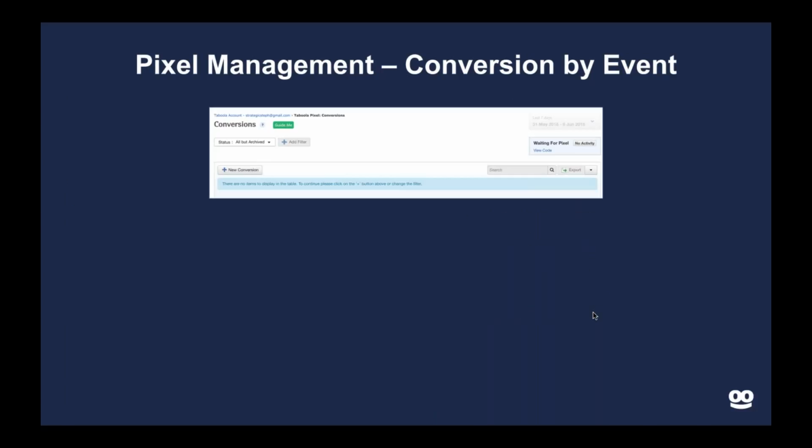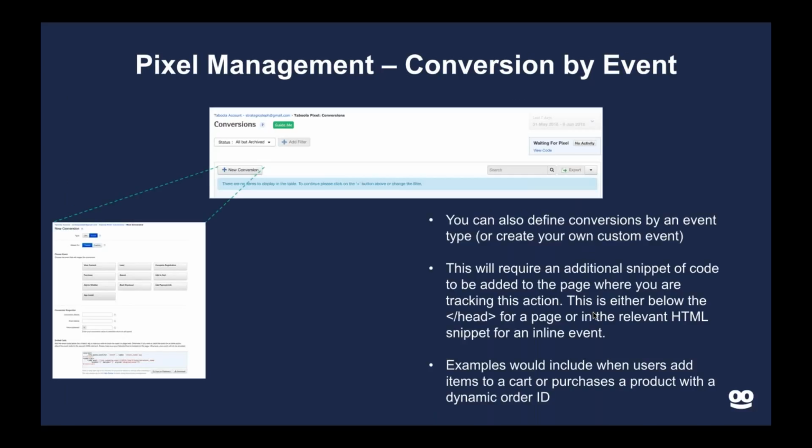The other type of conversion that we can offer is an event type pixel. Now, this will require an additional snippet of code to be added to the page where you are tracking this action. This will either be below the header for a page or in the relevant HTML snippet for an inline event. Some examples might include when users add items to a cart or purchase a product with a dynamic order ID. Or even still, users can apply it to button clicks or video views if you're looking to track certain activity that way. And also, if you're using an overlay like Google Tag Manager, you can even measure activity like how far a user scrolls down your particular web page.